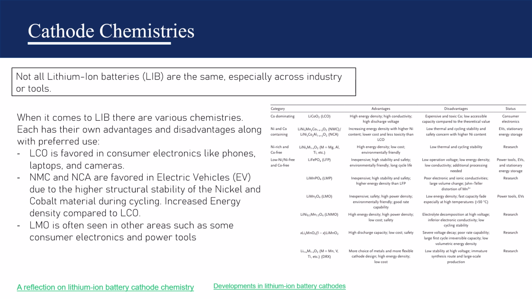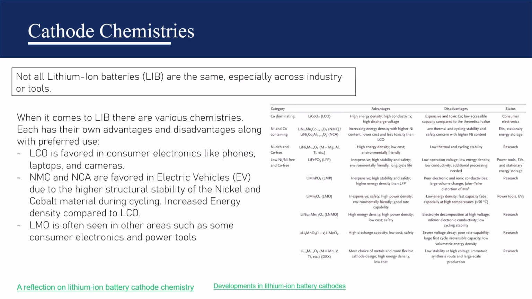The table on the right shows you some of the cathode chemistries that are already out there and some that are being researched, along with the advantages and disadvantages associated with each, along with the fact that some have different status, such as being in consumer electronics, in EV, or still being stuck in research.